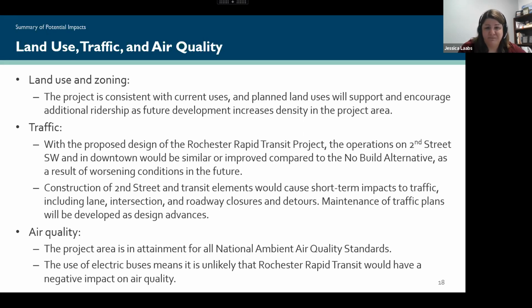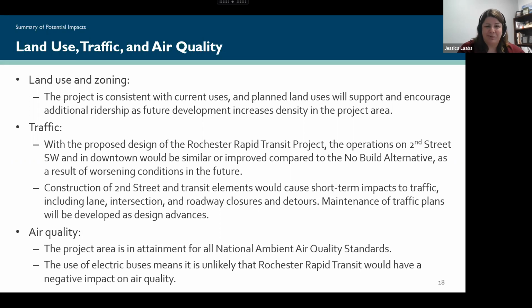And what we're seeing is that the project is consistent, and Jarrett covered some of those plans and goals earlier in this presentation. We have conducted a traffic analysis and have found so far that with the proposed design of the project, operations particularly on Second Street and in downtown would be similar or improved compared to what they are today or what they would be in the future without the project.